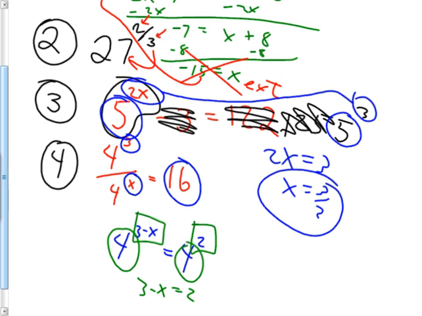Now, final answer on that one, x equals 1. But did you go back and check it and see if it actually worked? It doesn't work, so it's extraneous. Bet a lot of you didn't even check it.